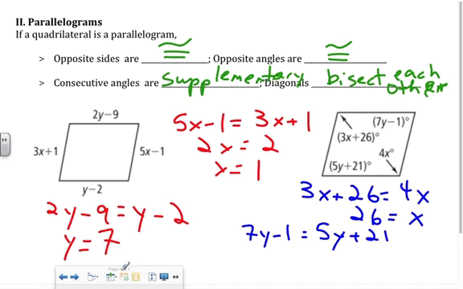Thank you. I subtract the 5y from both sides, I get 2y. Add 1 to both sides, I get 22. And y is 11.